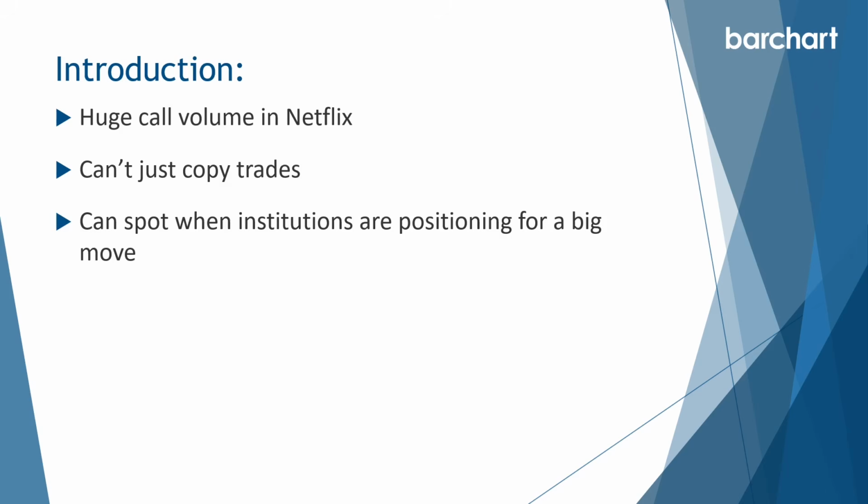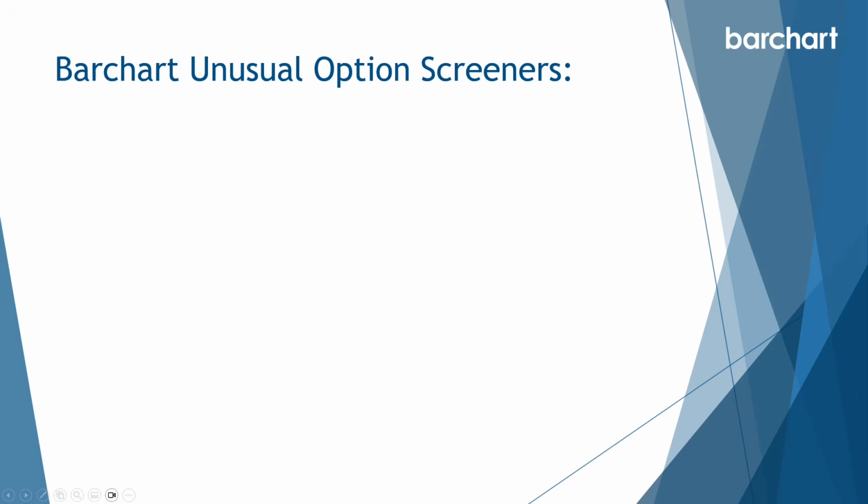When big institutions want to position for a move, they do it in the options market first. It's more capital efficient and gives them leverage without moving the underlying stock price. So yes, if you know what you're looking for, you can spot when smart money is getting positioned for a big move. Barchart gives you 4 screens to find unusual activity.